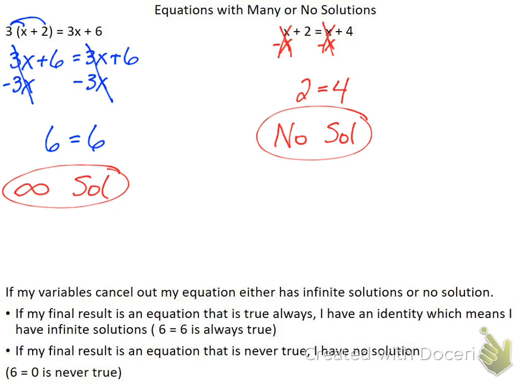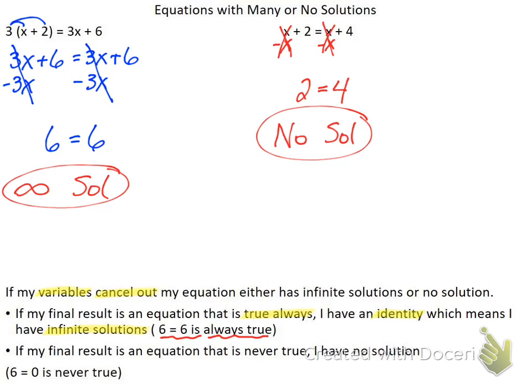So in the bottom of the notes, if your variables cancel out, we'll have infinite solution or no solution. So if the final result is always true, it can be called an identity, or we can call it infinite solutions, just like the example that I have here. 6 is equal to 6 is always true, and so that means that it's going to be infinite solutions.